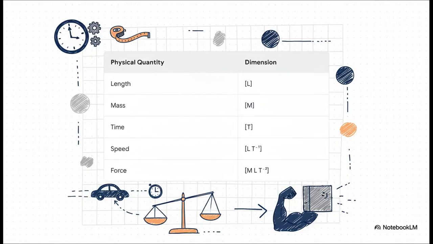So this is how we start building words with our new alphabet. Think about speed. What is it? It's just a length you travel over a certain amount of time, right? So its dimension is length divided by time, or LT^-1. Or what about force? Well, you might remember force is mass times acceleration. When you break that all the way down, you get MLT^-2. All of a sudden, these complex ideas have a simple universal code.